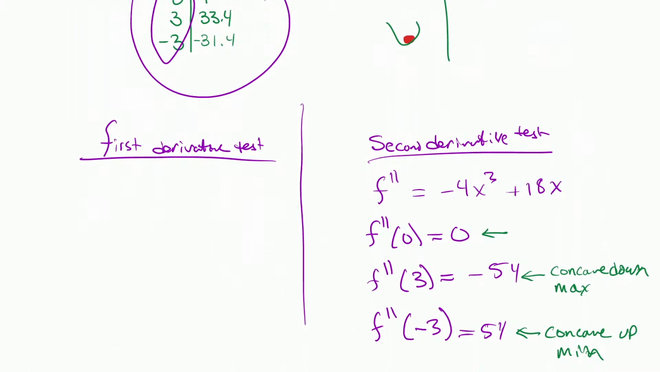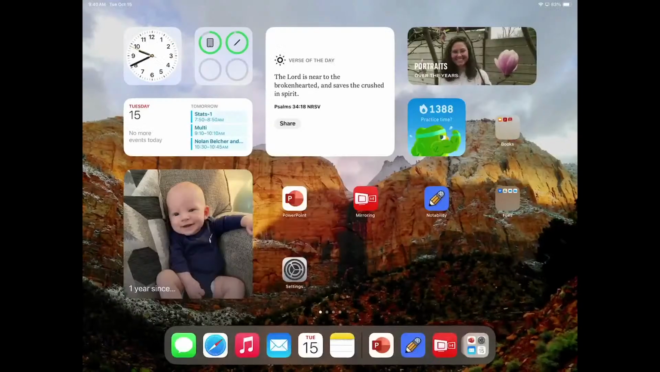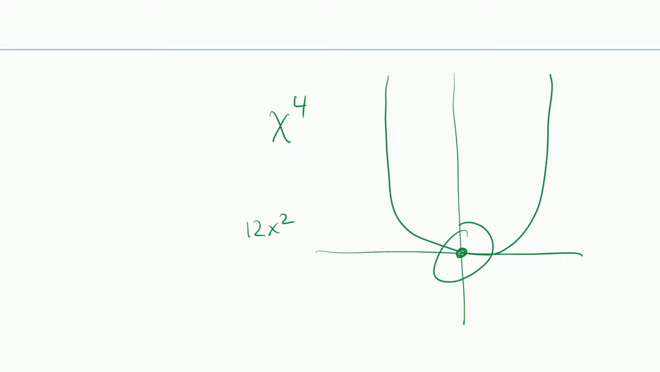It could do all sorts of things. And if you want to know how you know, well, take this function, for example. X to the fourth looks like this. If you do the second derivative, it's got a minimum, by the way, at 0. The second derivative is 12x squared, and at 0, 12x squared is 0. So the second derivative test here is 0, but you have a minimum.